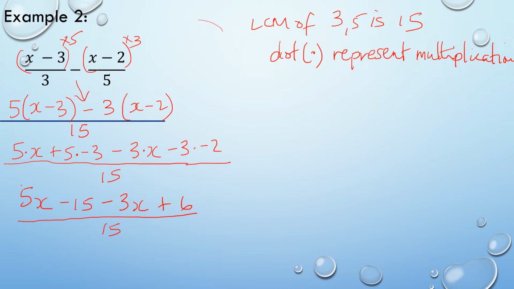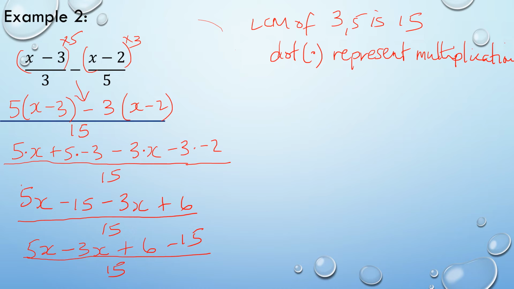Okay. So I'm going to now have to group like terms. So 5x minus the 3x, plus 6 minus 15. So I move the bigger number first. The plus 6 is bigger than this minus 15 to make it easier.